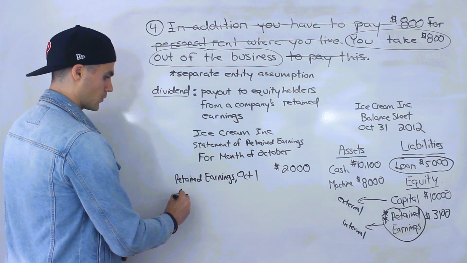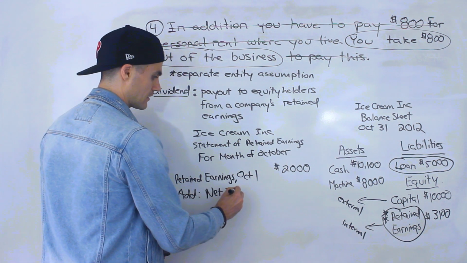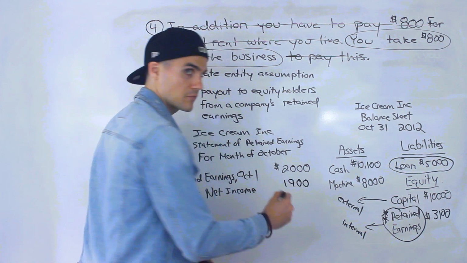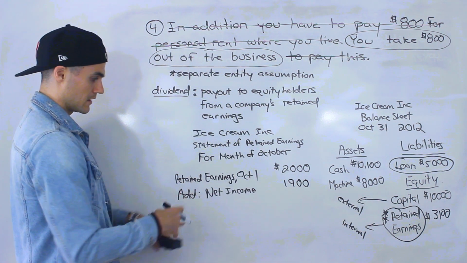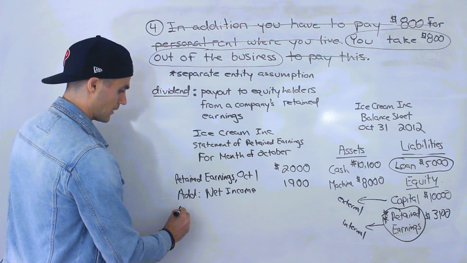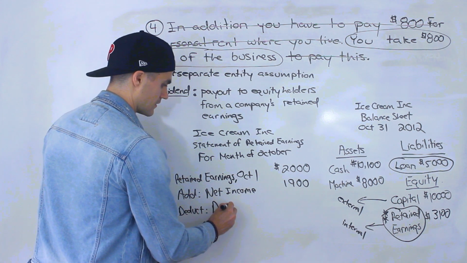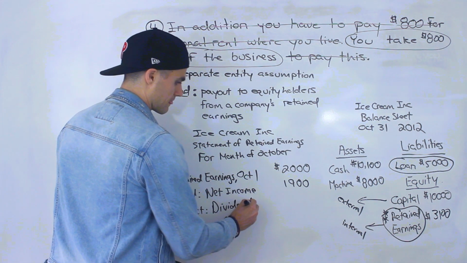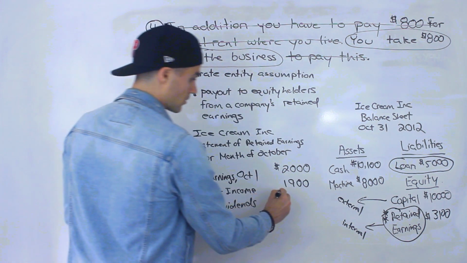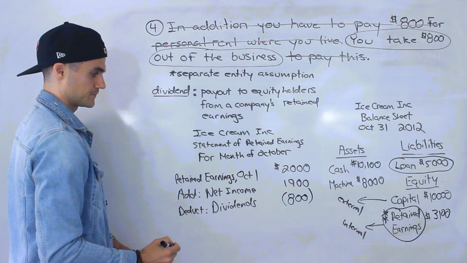And then what happened was there was net income, so we add net income. What was the net income? $1,900 from the income statement that we made before. So this here flows from the income statement. And then we're going to deduct dividends. And remember, the dividends that were paid was the $800. So this here is going to be $800.